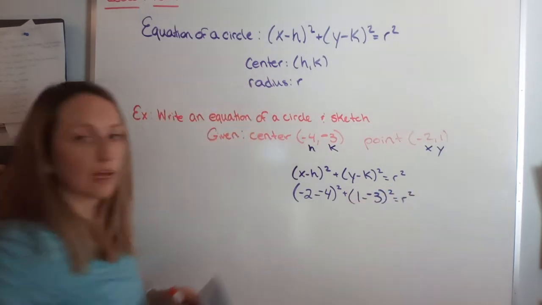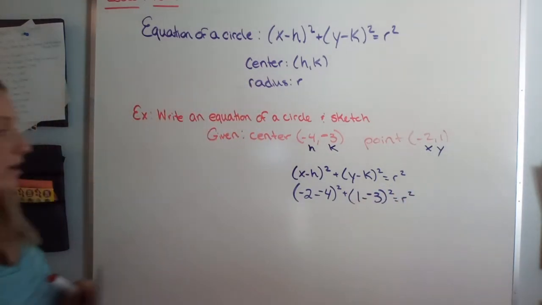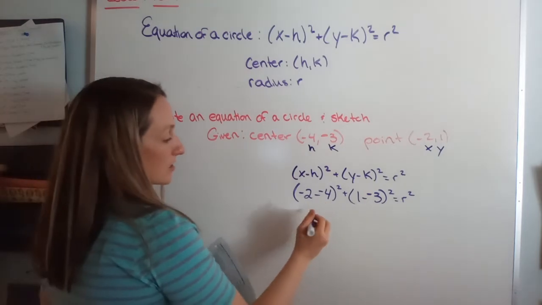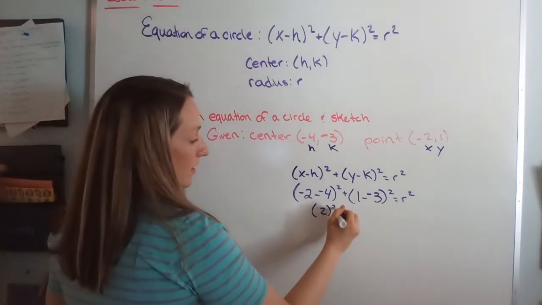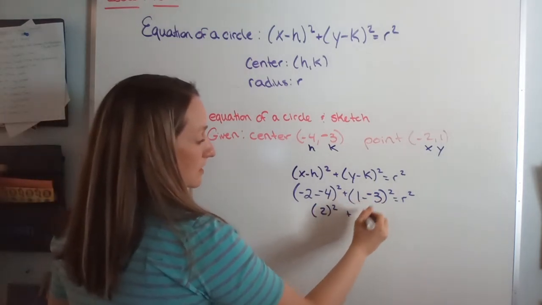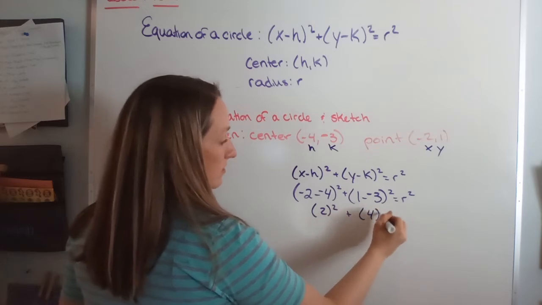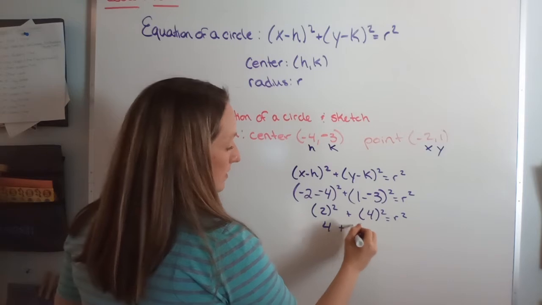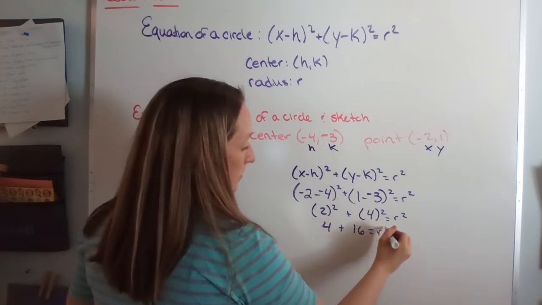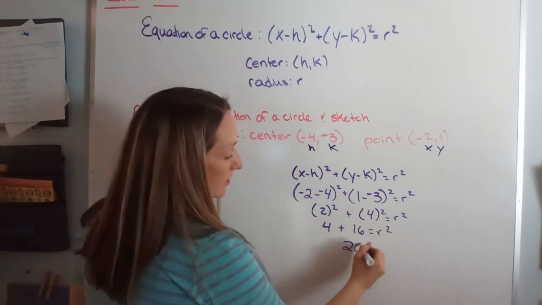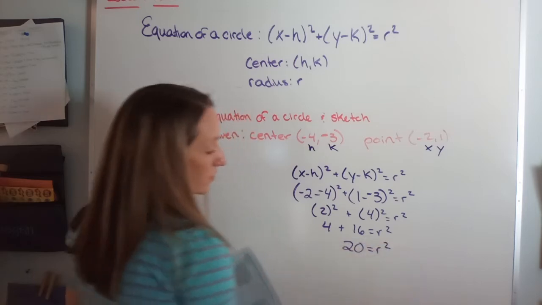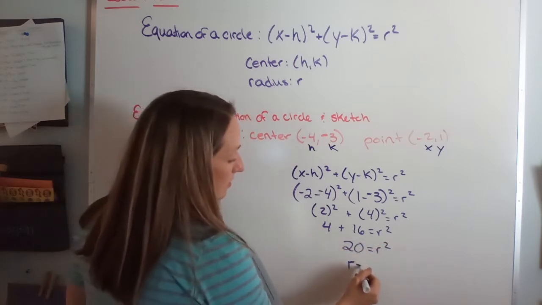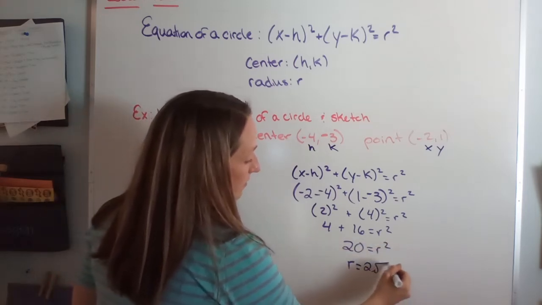My equation is going to allow me to solve for the radius r. Clean up the signs here. So I have 2 squared plus, clean up the signs here, 4 squared equals r squared. 4 plus 16 equals r squared. 20 equals r squared. Take the square root of 20 to get r is equal to 2 root 5.